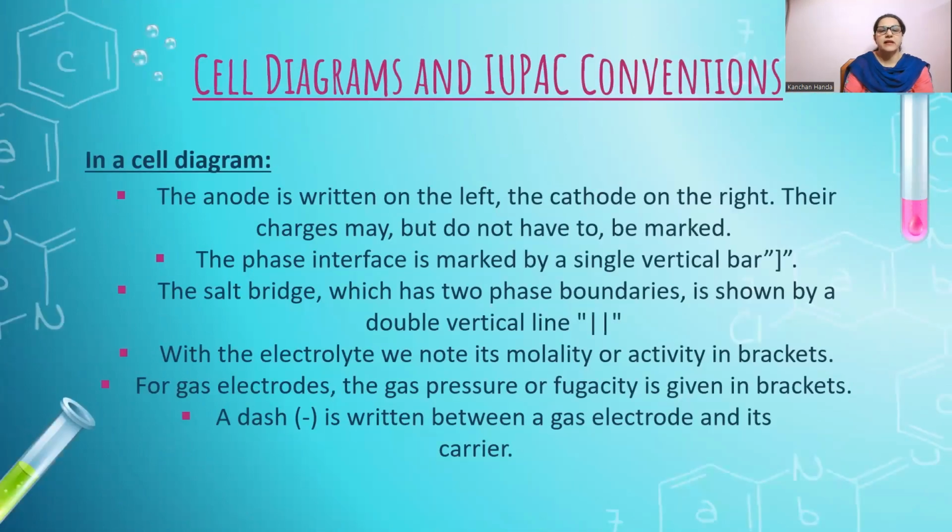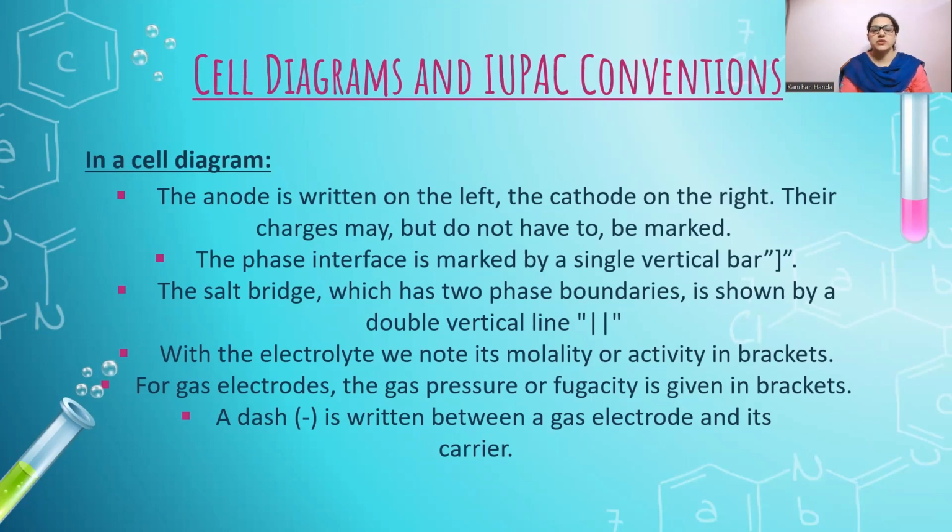In a cell diagram, anode is written on the left and cathode on the right. Their charges may but do not have to be marked. The phase interface is marked by a single vertical bar. The salt bridge, which has two phase boundaries, is shown by a double vertical line.